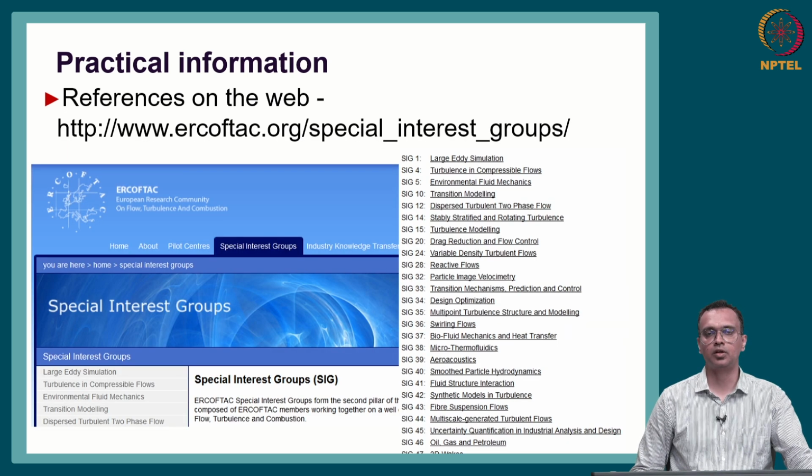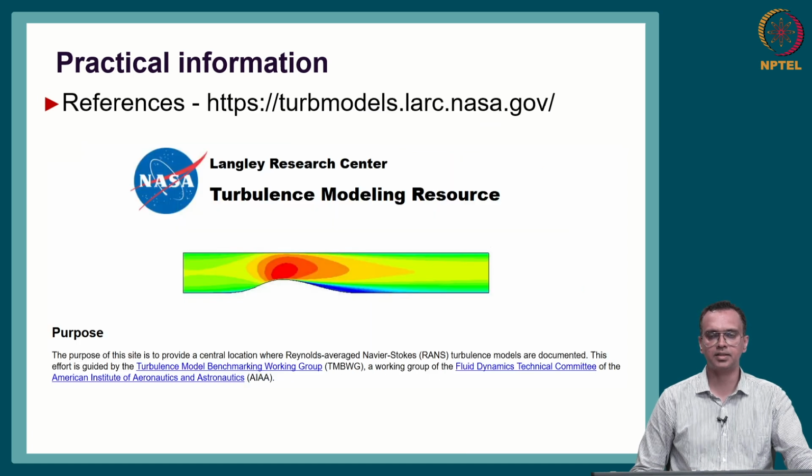There is also, of course, a lot of information on the web. There is the ERCOFTAC community, which is the European Research Community on Flow, Turbulence and Combustion. There is good information on turbulence modeling, as well as applications of turbulence modeling to various classes of flows. One can take a look at their website. There is also some information specifically on RANS modeling on this site at the Langley Research Center. This is also a good reference site to look at. And of course, there are many other sources where you can learn turbulence from.